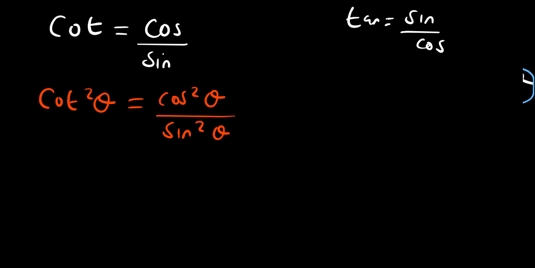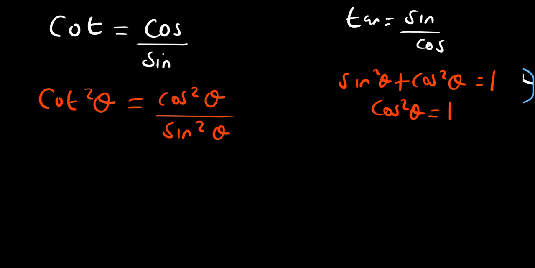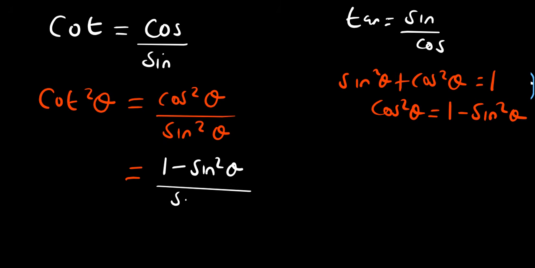Now that I've got this, we're going to go back again to our Pythagorean identity. If sine squared theta plus cos squared theta is equal to 1, and I make cos squared theta the subject of the formula, I'm going to have cos squared theta is equal to 1 minus sine squared theta, because when sine squared goes to the other side it becomes negative. So I'm going to replace it on top there. When I replace, I'm going to have 1 minus sine squared theta over sine squared theta, along with the cot squared theta.